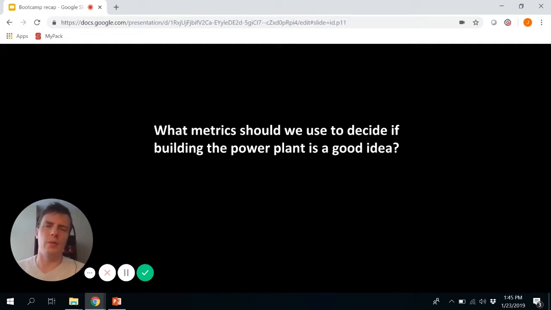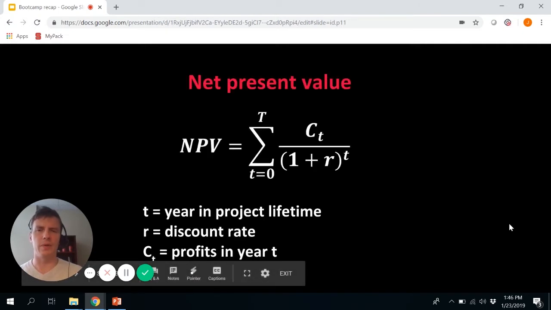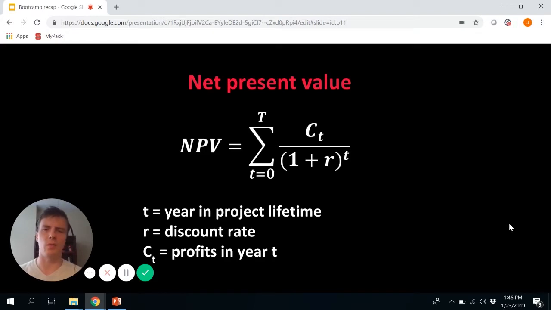So we have some measure of supply, at least for the system, the larger market that this coal plant would participate in. We know what the market system supply curve looks like. We also know roughly what demand looks like throughout the year for these two different types of days. What metrics should we use to decide if building the power plant is a good idea? We've talked a good bit about net present value in the past, and we're going to follow through here and use that as the one metric.